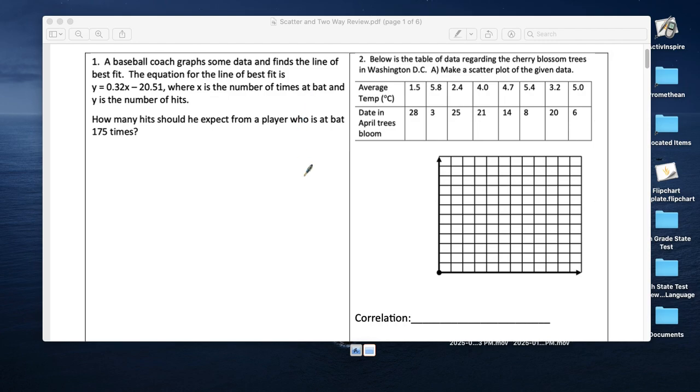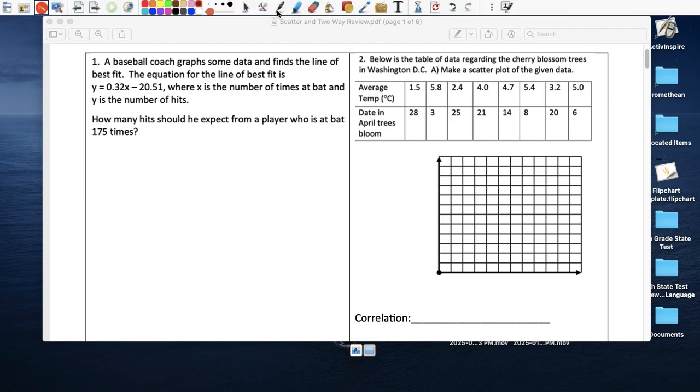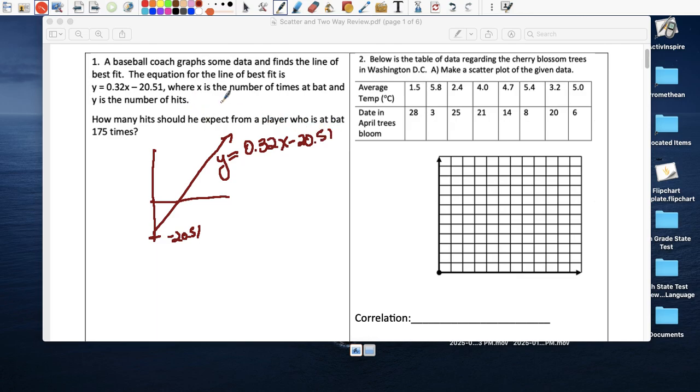First one. Here's an equation, right? The line of best fit, they did a line of best fit, so it was an equation, and apparently the line looks like this. Okay, so it's a negative y-intercept, somewhere around here, negative 20.51, and it looks like this. Okay, so that's the line. y equals 0.32x minus 20.51, and it represents the number of times at bat, and y is the number of hits that you get.